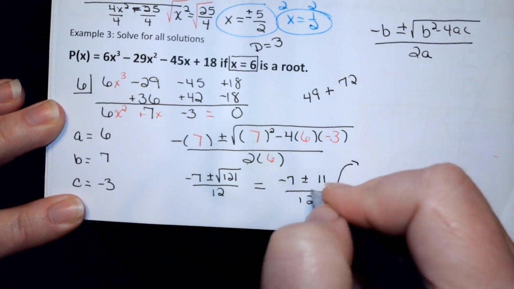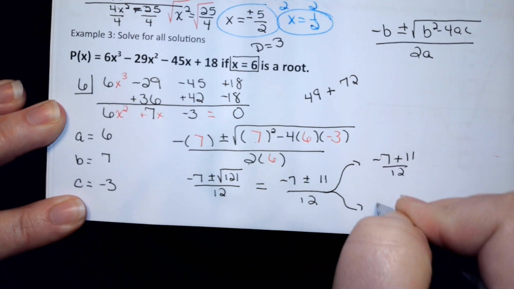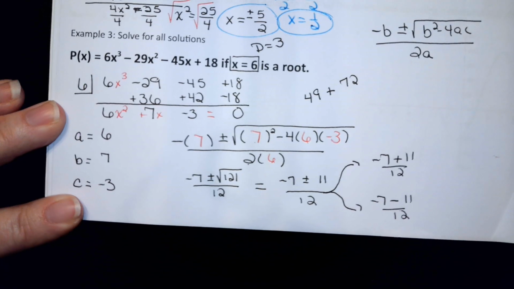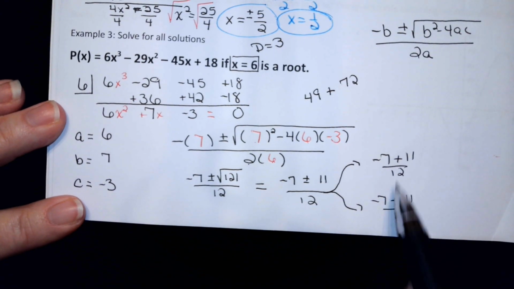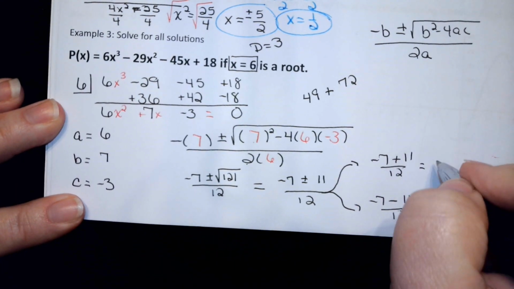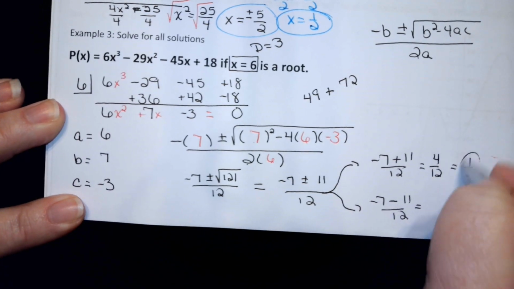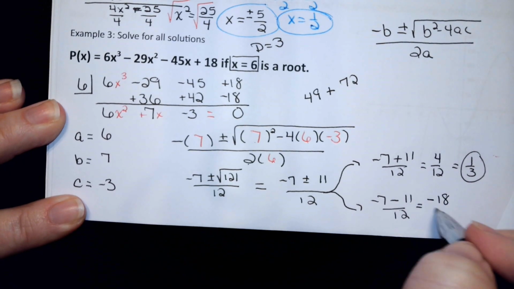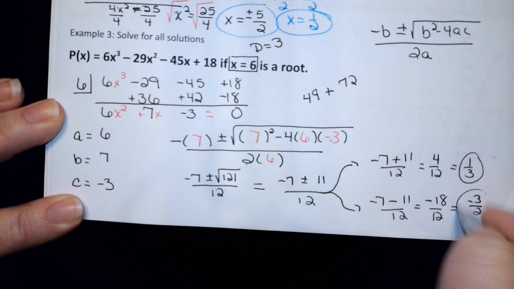Alright, so let's find these answers. We've got a -7 plus 11 over 12. And then we have a -7 minus 11 over 12. And remember, we got the plus and the minus, so that's why we set up two little expressions here. Alright, so 11 minus 7 is 4. And 4 over 12 reduces to 1/3. -7 minus 11 gives us a -18 over 12. And reducing that by 6, we get -3 over 2.